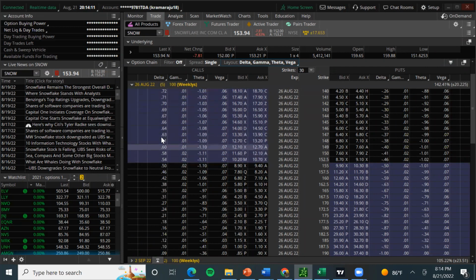This delta is nothing but the probability of you making money. If I buy a 140 call, the probability is nearly 72%. If I buy a call like the 180 call, the probability is 16%. So buying something around 152.5, one strike in the money, somewhere around 50 to 60 delta, is good practice if it is less than a week.